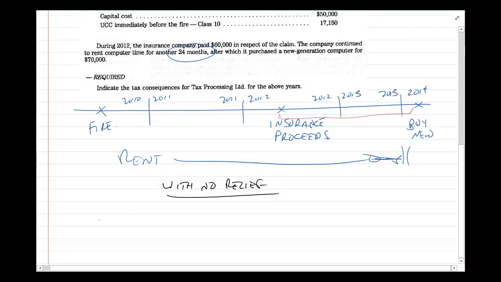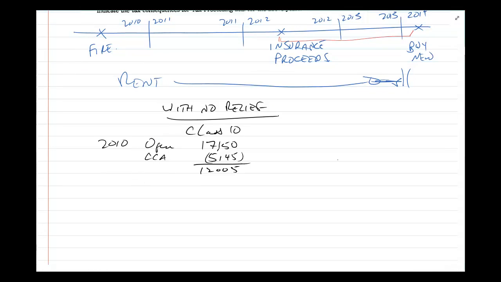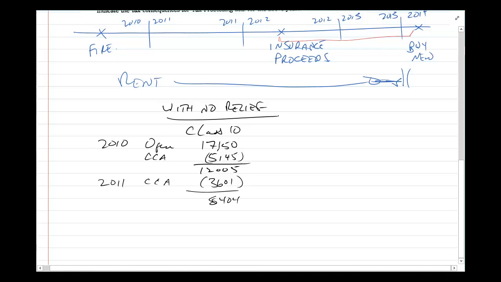Well, we know what happens. Beginning of 2010, we have in Class 10, we're doing a CCA schedule. Right, it tells us it's Class 10. The opening balance is 17,150. So I take CCA on that at 30%. I get 5,145. That leaves 12,005. Okay, so then I come into 2011 with that opening balance. I take CCA of 3,601 to get to 8,404. Okay, so that's my opening balance for 2012.